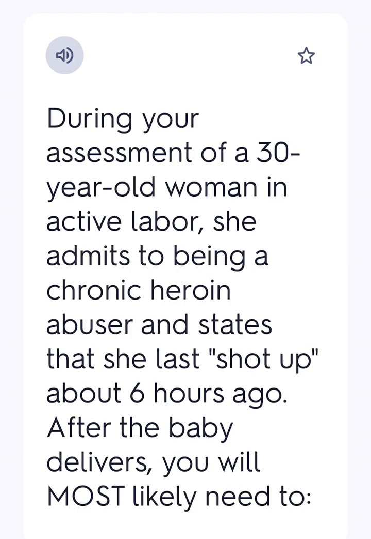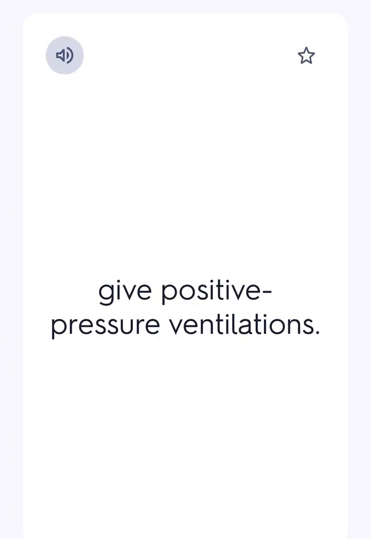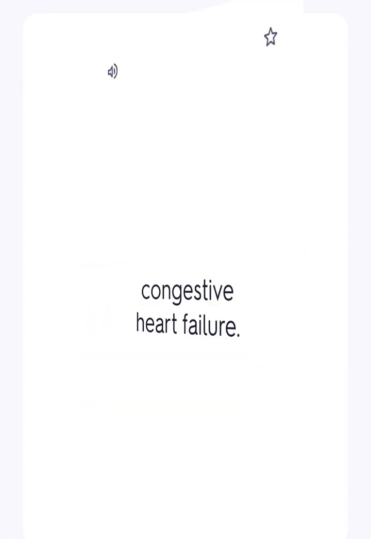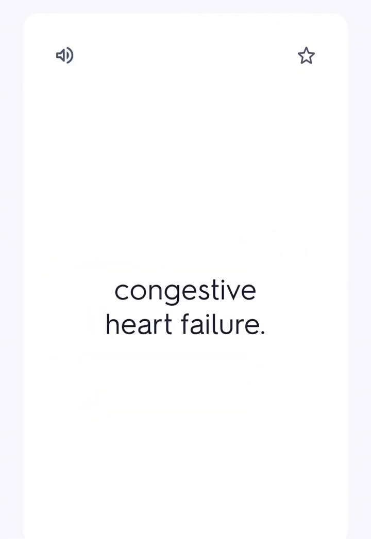During your assessment of a 30-year-old woman in active labor, she admits to being a chronic heroin abuser and states that she last shot up about 6 hours ago. After the baby delivers, you will most likely need to give positive pressure ventilations. An untreated patent ductus arteriosus may cause subsequent development of congestive heart failure.